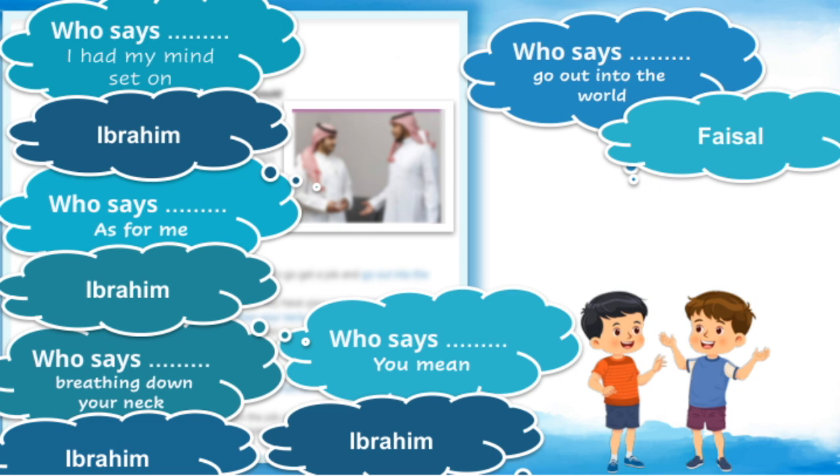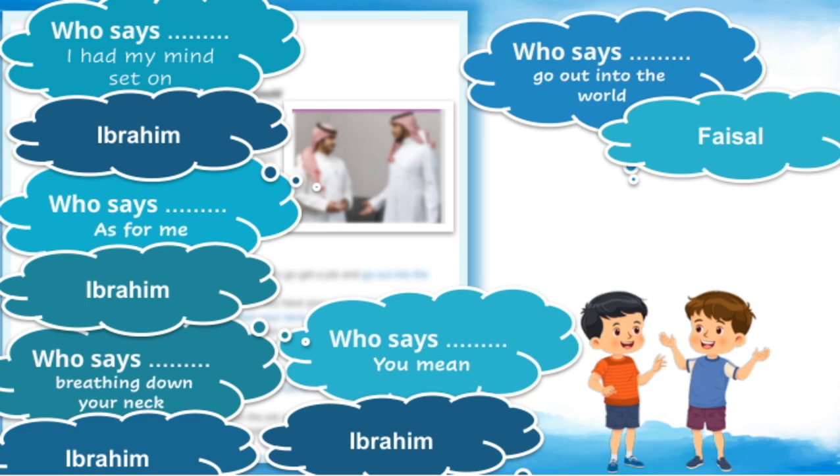Then he continues, "I had my mind set on," emphasizing determination and focus. Ibrahim is clearly committed to his viewpoint. Now again, Ibrahim repeats, "Who says?" highlighting how persistent this questioning can be. He then mentions, "breathing down your neck," which suggests pressure or the feeling of being scrutinized, perhaps by critics or competitors.